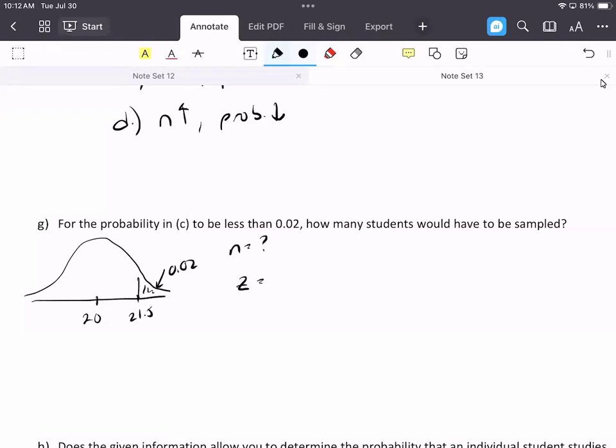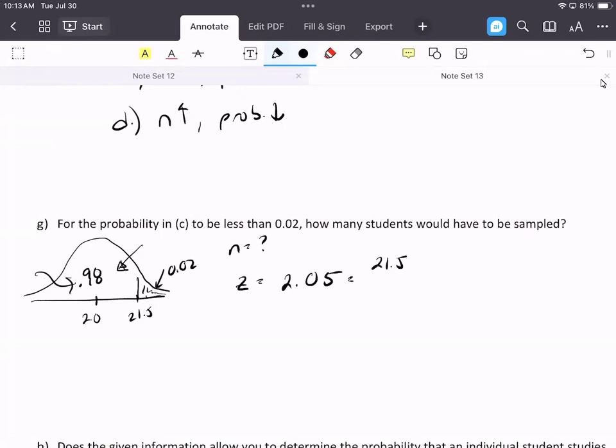So the first thing we're going to need is the z-score. The z-score is going to be related to that 0.98. So remember, it's the area under the curve here, so that we end up with 0.02 in this table. So we're looking at the inside of the table to go out. Once again, this is a review from early in the quarter. So my z-score has to be 2.05.